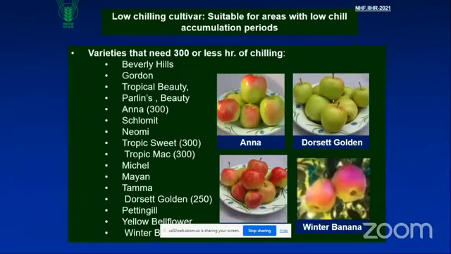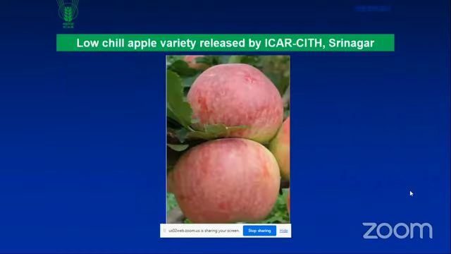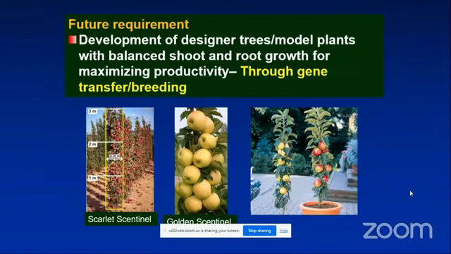This is a low chilling cultivar, suitable for areas with low chill. Nowadays in urban horticulture, in the case of apple, there are Anna, Dorset Golden, and Winter Banana, and then Jonathan and Harman varieties. And then there are a number of varieties which have a low need, 300 or less hours of chilling. Low chill varieties released by ICAR-Central.